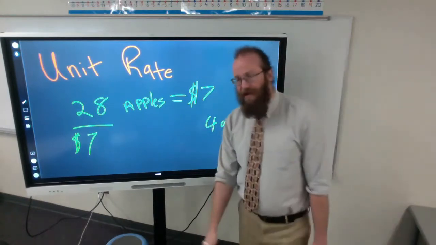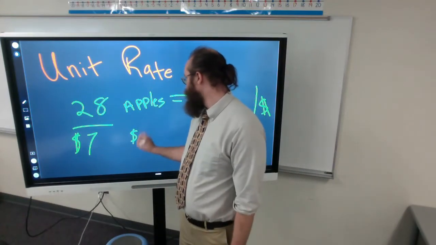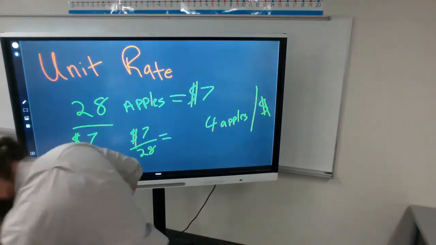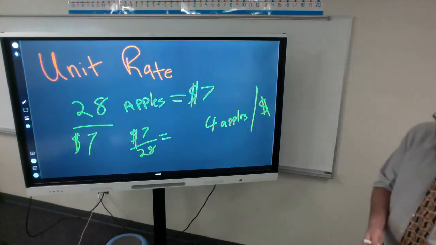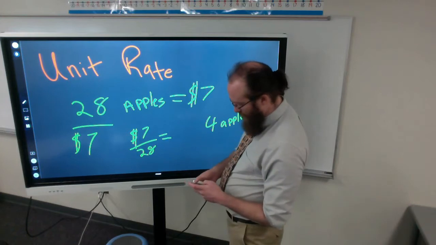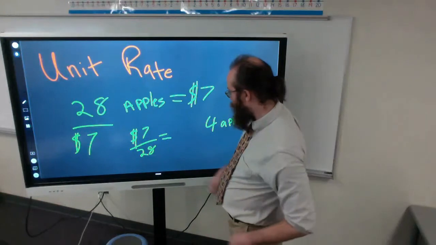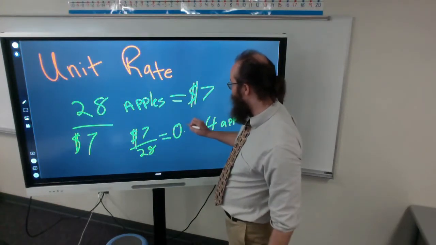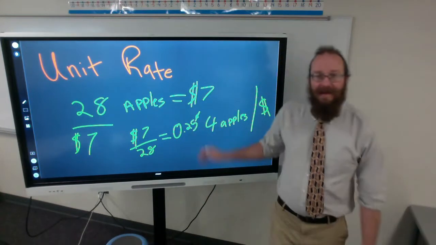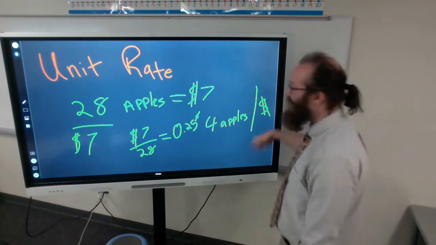If we go the other direction, we're going to take $7 and divide it by 28, right? And Mr. Cartwright's going to get a calculator as I gave myself a problem that I don't know how to do. So $7 divided by 28 is going to give us 25 cents. I feel like I could have actually done that in my head without the calculator. But yes, so an apple costs 25 cents, and you can get 4 apples for $1.